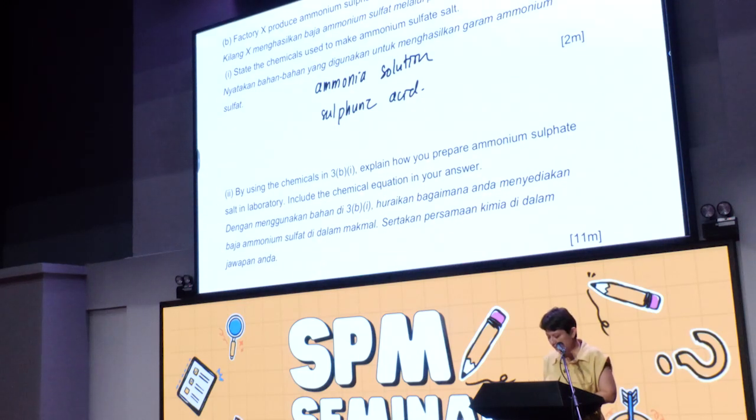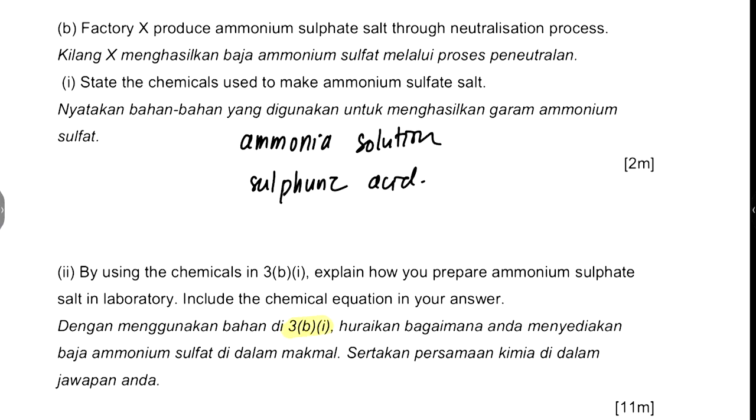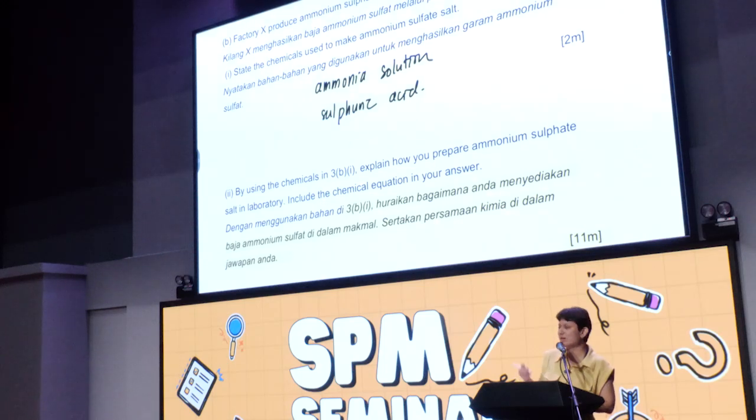Using these two materials, D3B, describe how you prepare ammonium sulfate fertiliser in the laboratory. Include chemical equations in your answer. 11 marks. Okay. We're going to do something fun. We are not going to write. You can write at home.